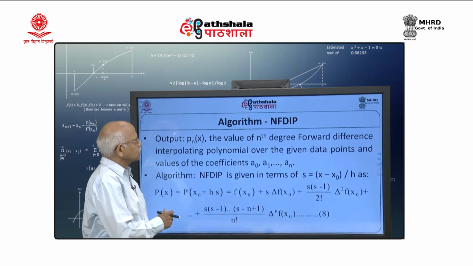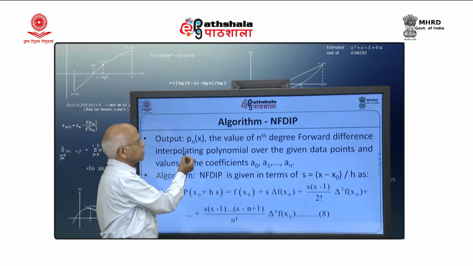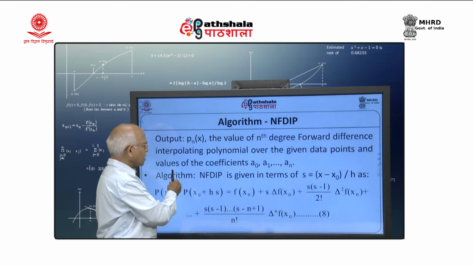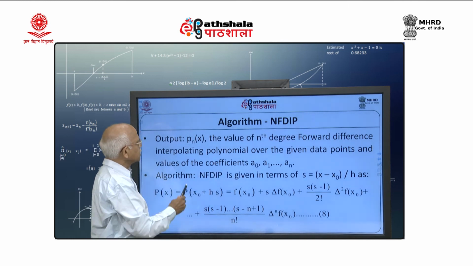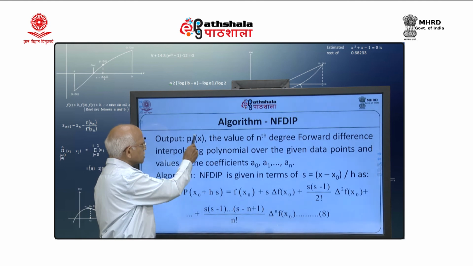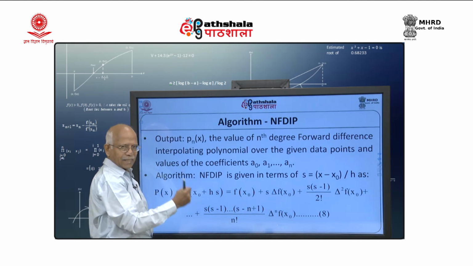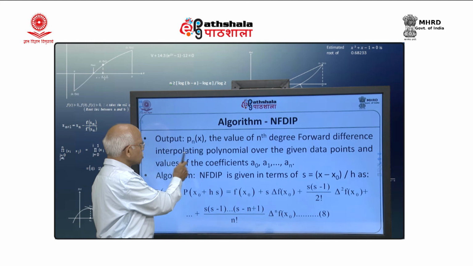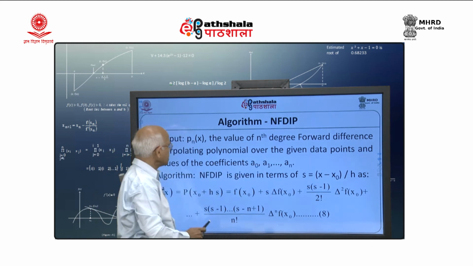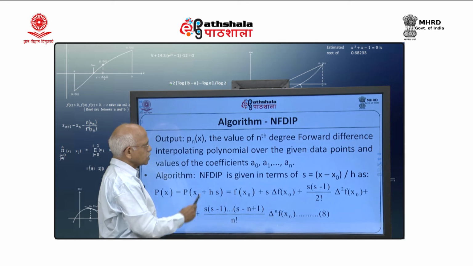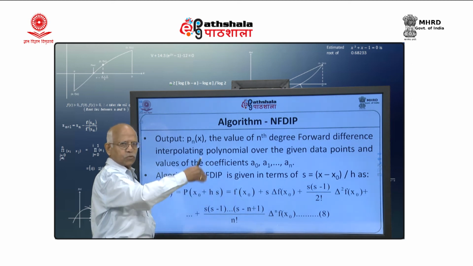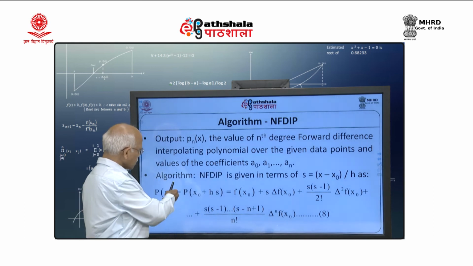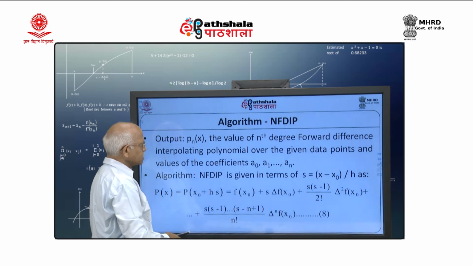The output of the algorithm will be nothing but the nth degree forward difference interpolating polynomial over the given data points and the values of the coefficients a0, a1, a2, a3, up to an. So, I am trying to estimate the value of y at x using this p_n(x), where p_n(x) is the nth degree forward difference interpolating polynomial over the given data points, and values of the coefficients a0, a1, a2, a3, up to an. So, that if you want to write that polynomial, then we can use these coefficients, and the algorithm NFDIP is given in terms of what?